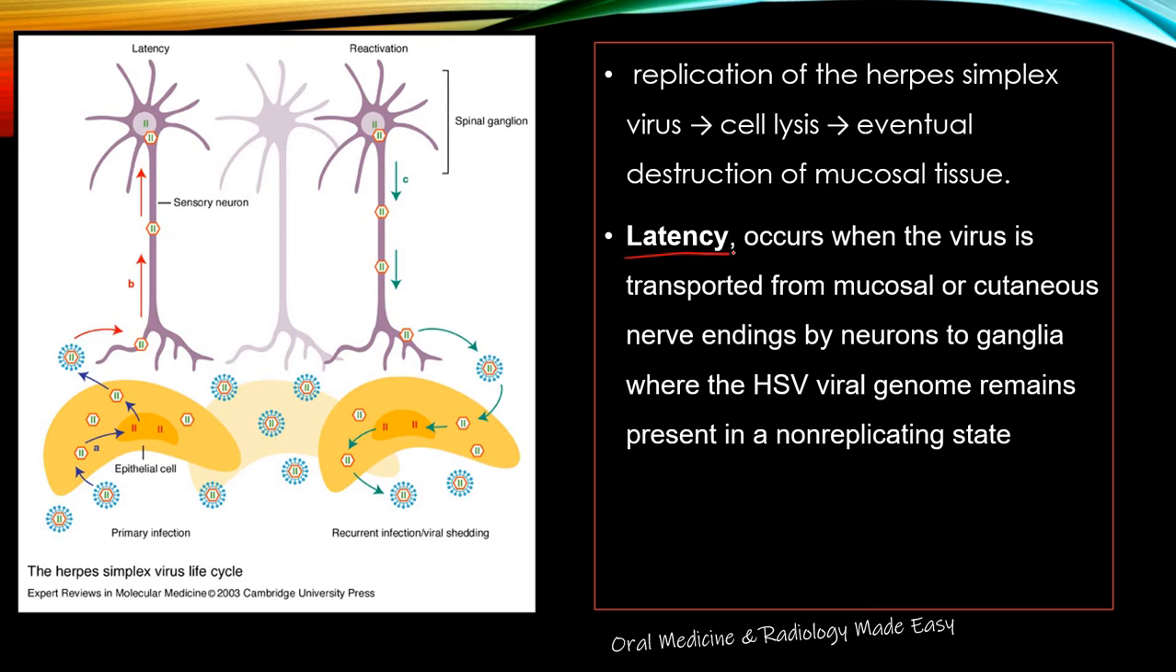Latency is an important property of herpes virus, and it occurs when the virus is transported from the mucosal or cutaneous nerve endings by neurons to the ganglia, where the HSV viral genome remains present in a non-replicating state. So, when the epithelial cell is affected, the virus is transported through the free nerve endings into the nerve ganglia, and it remains latent in the ganglia in a non-replicating state. And when the body's immunity decreases, the virus gets activated and it travels again through the nerve and reaches the epithelial cell and causes recurrent infection.